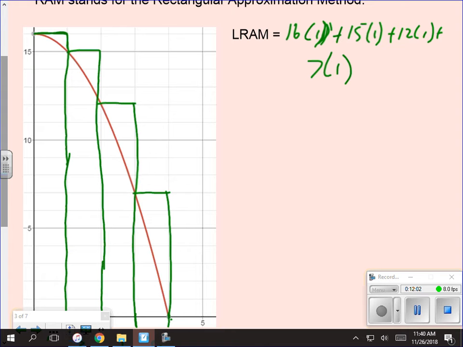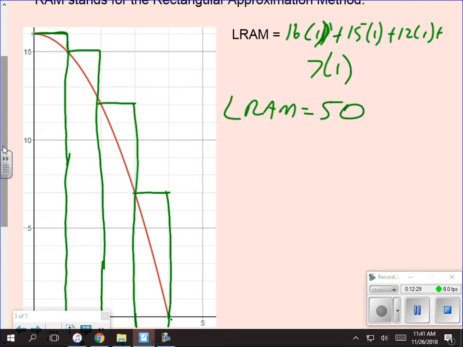Okay, 16 plus 15, that's 31. 31 plus 12 is 43. 43 plus 7. So our LRAM is 50. Is this an over approximation or an under approximation? Over. Are left-hand approximations always going to be over?